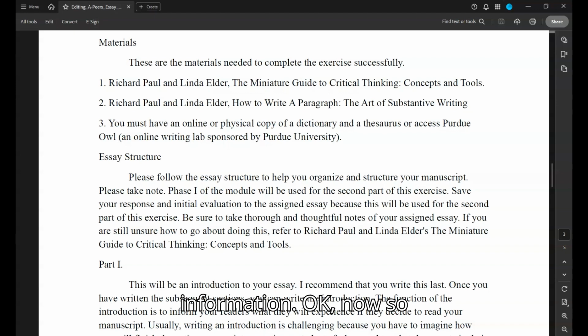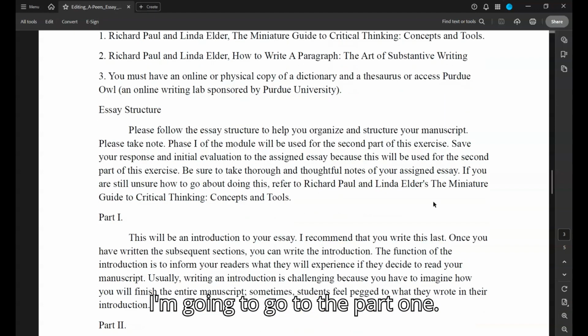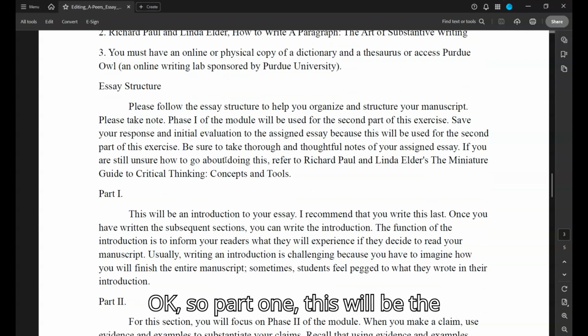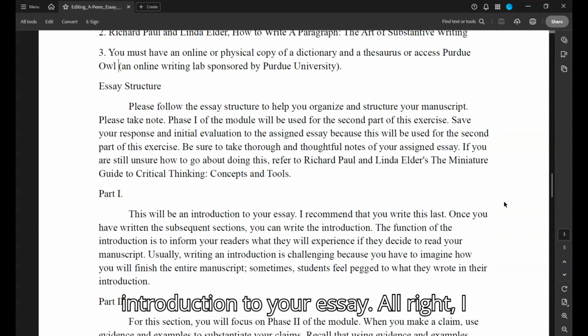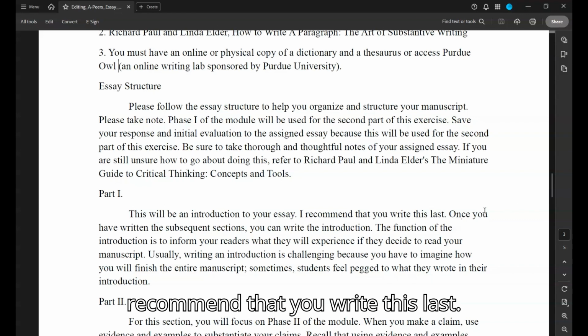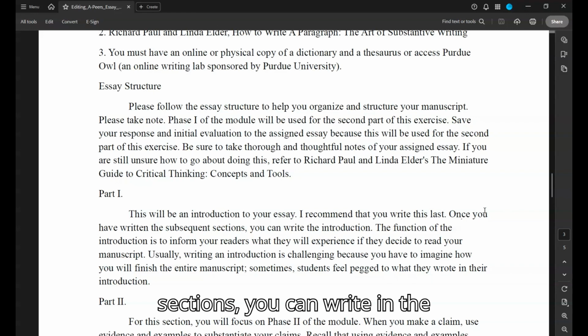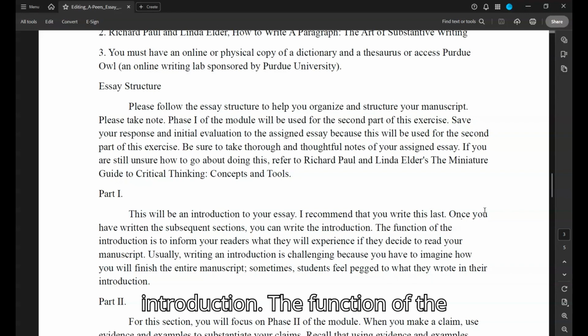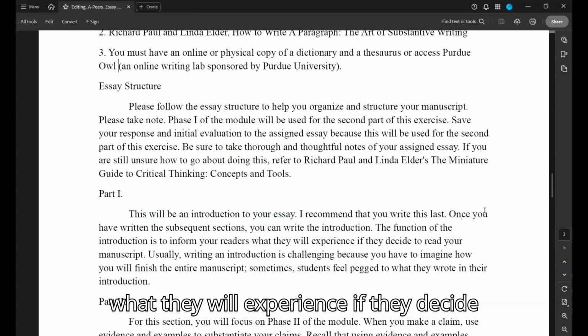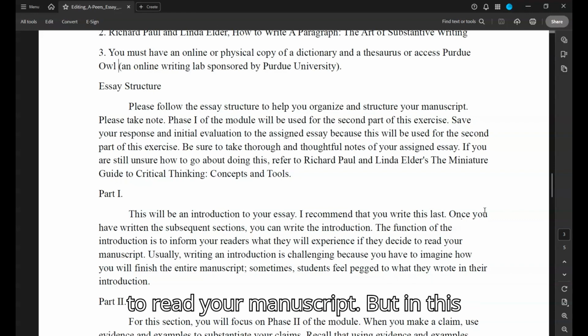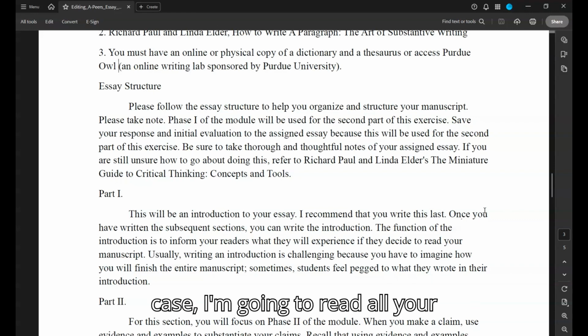Now, I'm going to go to part one. This will be the introduction to your essay. I recommend that you write this last. Once you have written the subsequent sections, you can write the introduction. The function of the introduction is to inform your readers what they will experience if they decide to read your manuscript. But in this case, I'm going to read all your manuscripts.